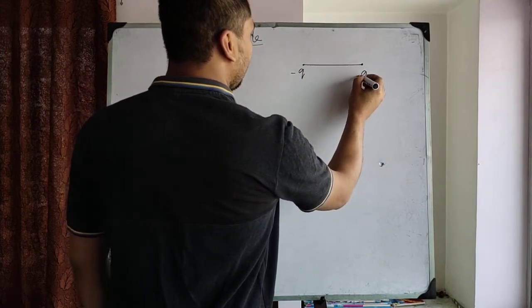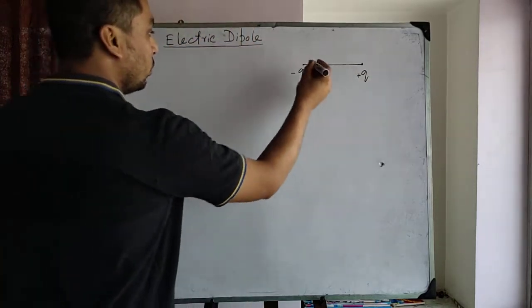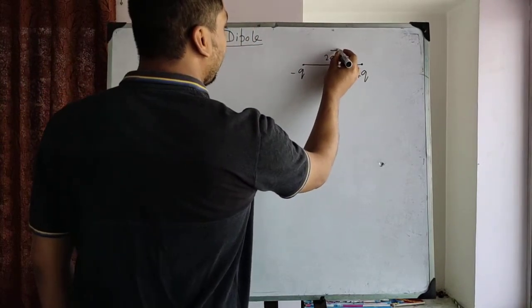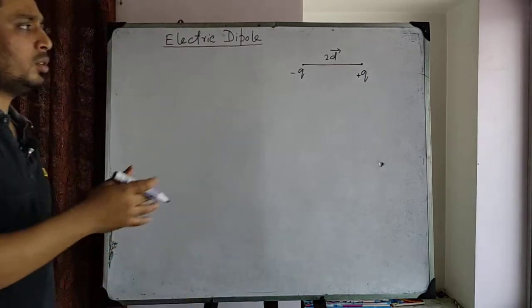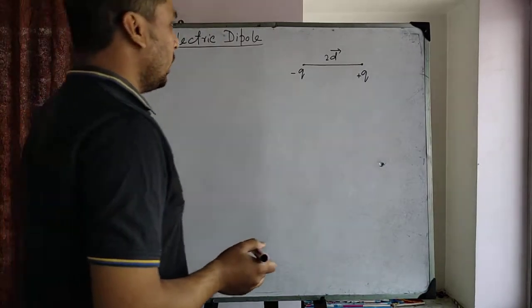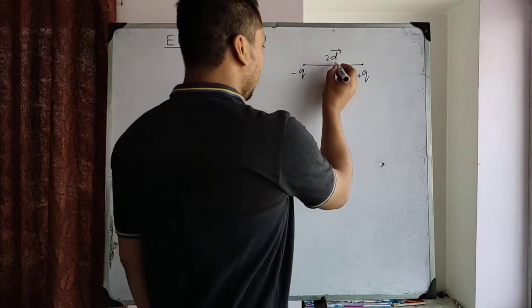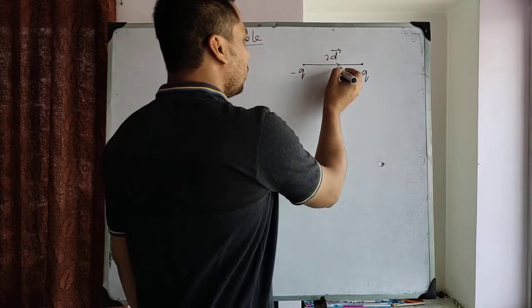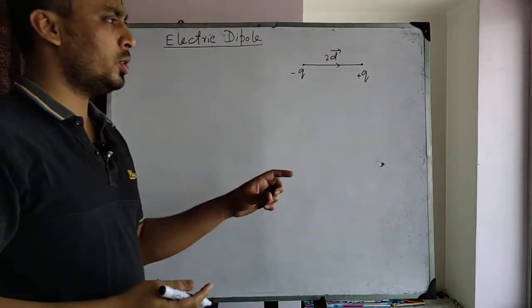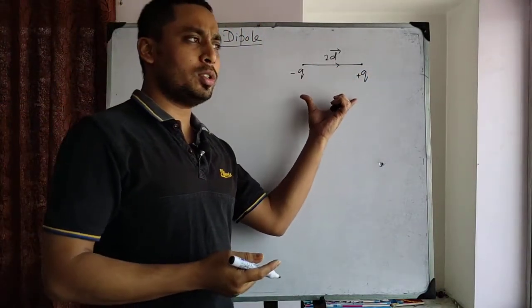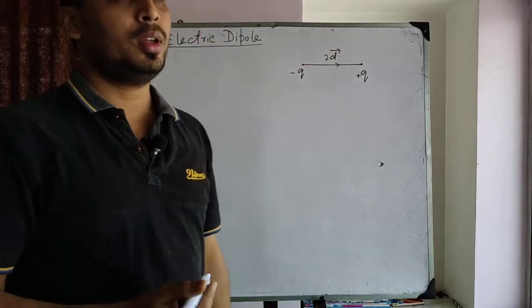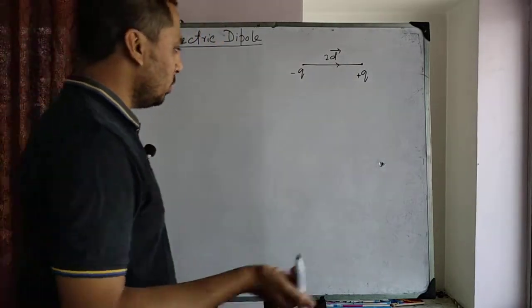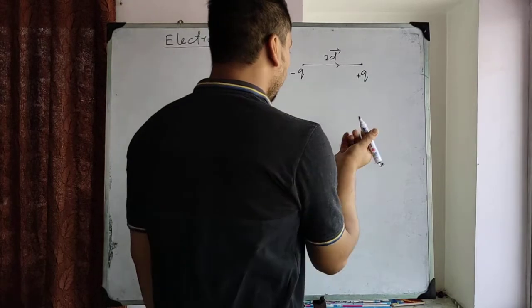Minus q and plus q are separated by a small distance 2d. I have taken it as 2d for the simplification of the calculation. You may take it as d. So if two equal and opposite charges are separated by a small distance, then the system is called an electric dipole. For example, you may take an HCl molecule.